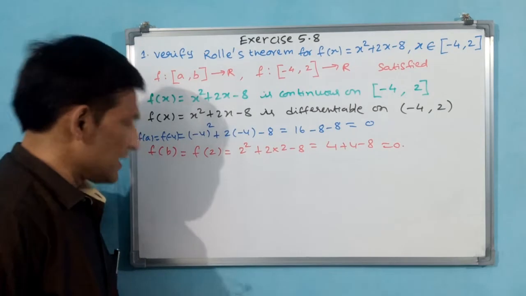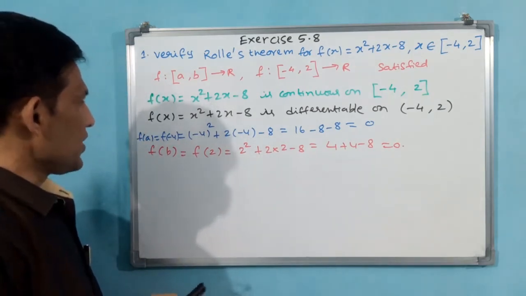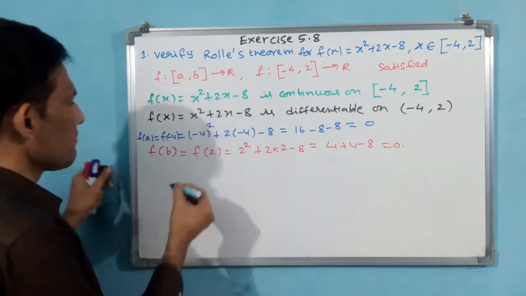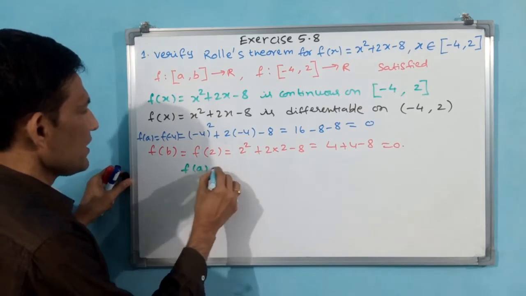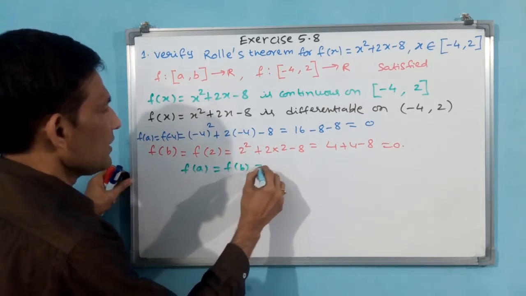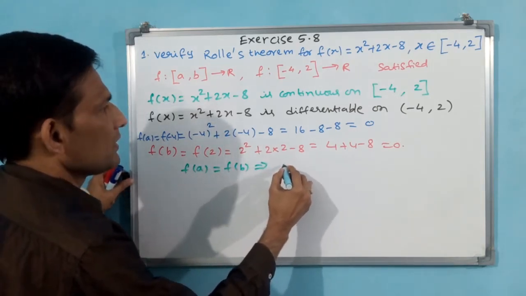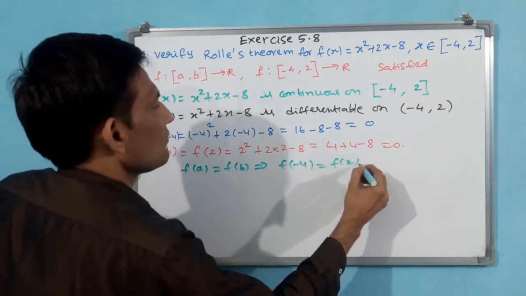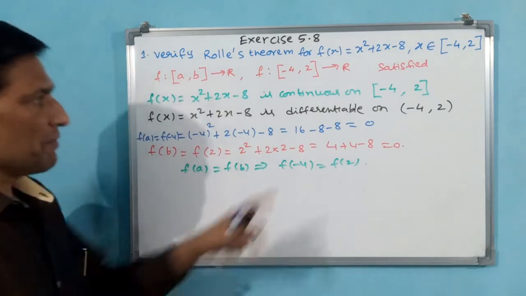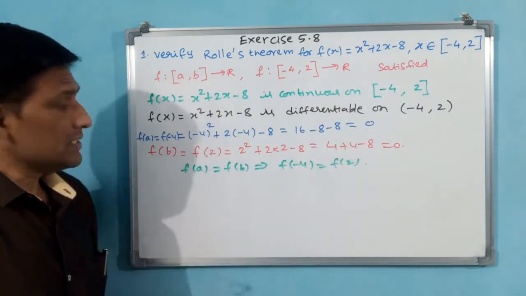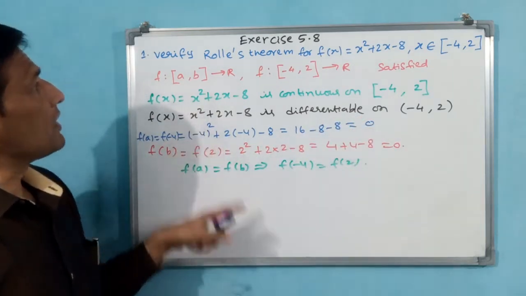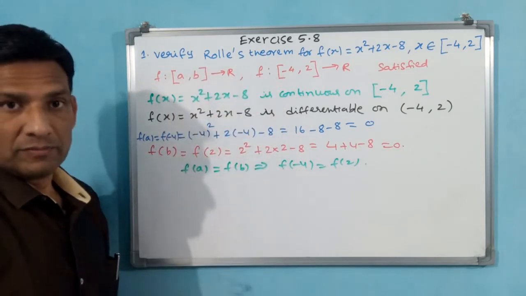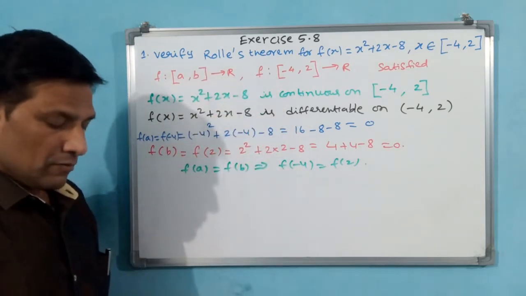Now you tell me whether f of a is equal to f of b. f of a is equal to f of b, that is, f of minus 4 is equal to f of 2. Why? Because both have become 0. Then see, until here, all conditions are satisfied by Rolle's theorem.